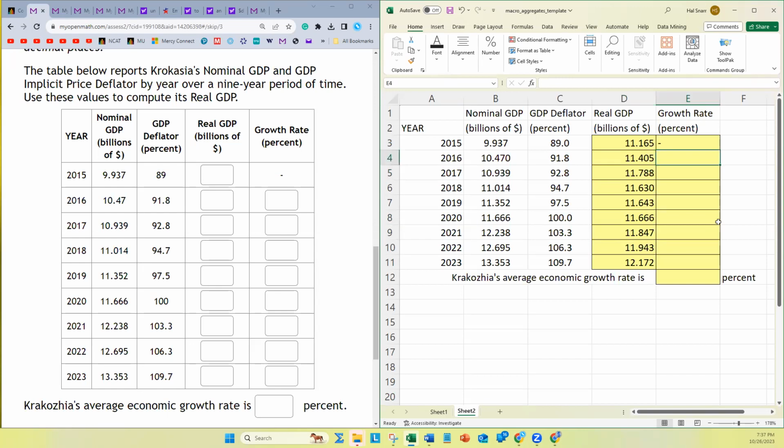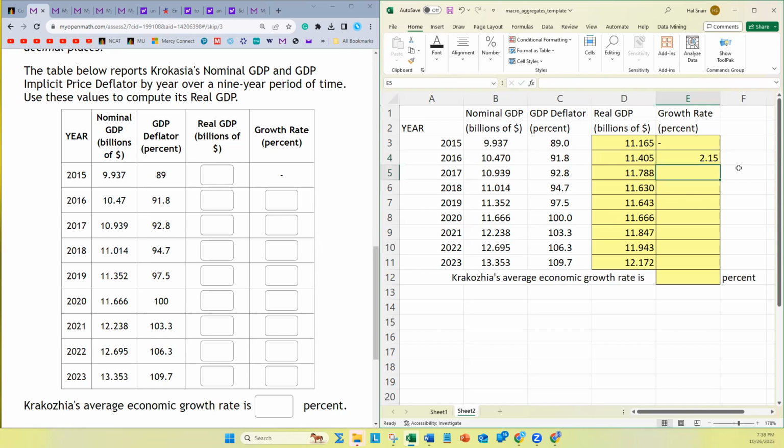I'm going to calculate the growth rate. The economic growth rate for the year 2016 is real GDP in 2016 minus what it was the year before in 2015, right? Divided by what it was. I'm going to turn that into a percent by multiplying by 100. I'm going to do it again, right?